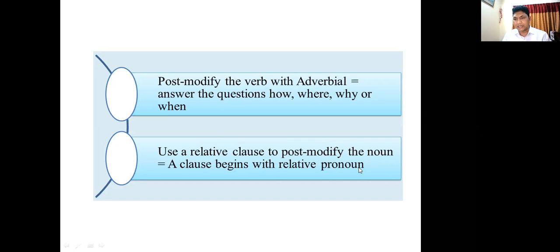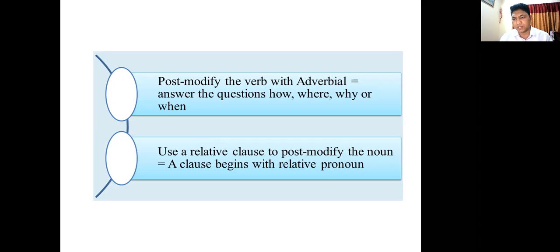You know that in a clause there is subject and verb, and that will begin with relative pronoun. So when you are asked to use a relative clause to modify the noun, you have to use adjective clause, or a relative clause that begins with relative pronoun. And before that relative pronoun, you have to use any noun or pronoun. Every relative clause begins with a WH word, or what we can say relative pronoun, and before that you have to use noun or pronoun.